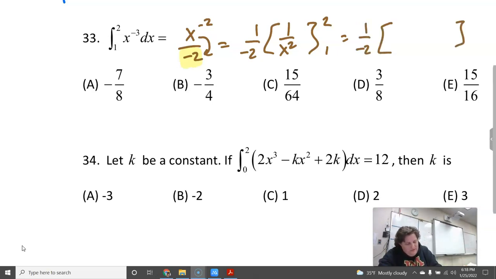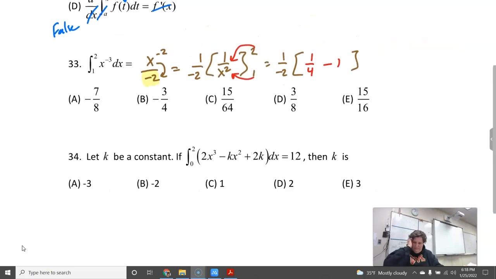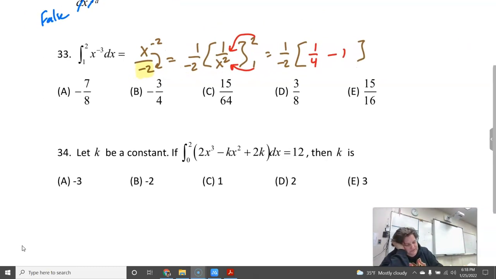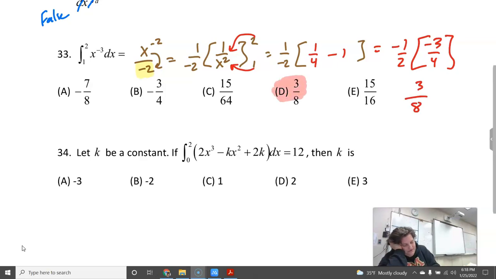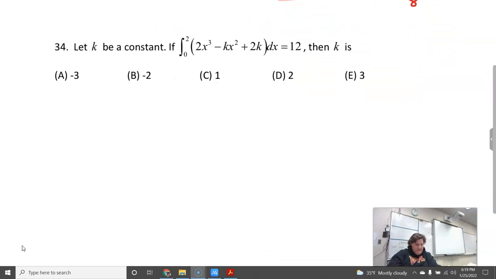And then I'm going to do top minus bottom. This problem looks so familiar. Did we do this already, or am I just losing my mind? Okay, 1/4 minus 1 is negative 3/4 times negative 1/2. It's going to be positive 3/8. I swear we did that problem already. Okay. All right, or maybe I did it in another lifetime, which feels like this has taken a lifetime.